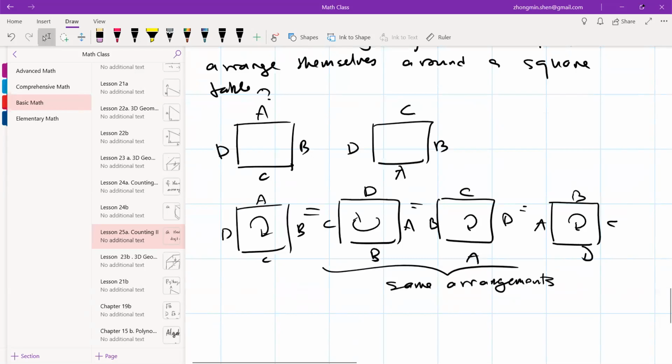I'll give you half a minute more to think about it. Nobody got the right answer yet. It's 21, because those three are the same. There are four the same, and then one of them could be different. Then it's 21. Unless they are all the same thing, then it'll be one.